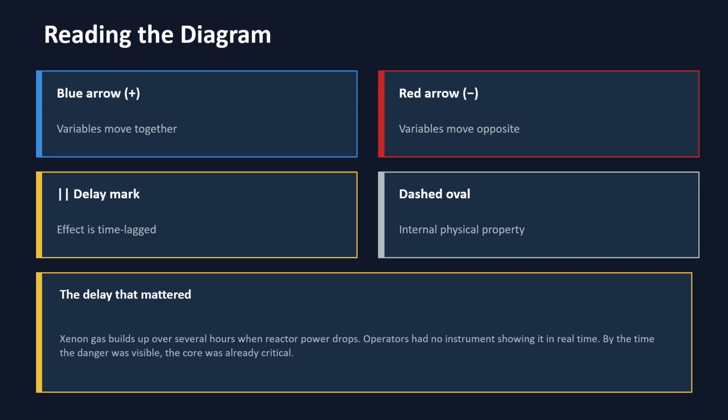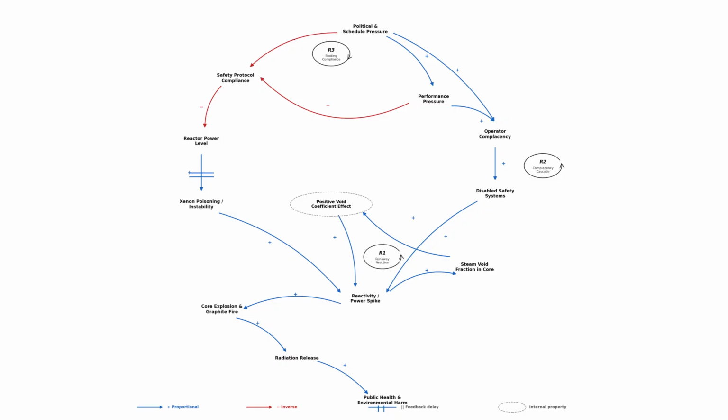The dashed oval shows an internal reaction, specifically the xenon poisoning which happened inside the core of Chernobyl. At the top of the system, we started with political and schedule pressure. This pressure increased performance pressure, basically meaning operators were pushed to make ends meet, and they were under really tight restrictions. That pressure then affected human behavior, and under stress operator complacency also increased, because people started making shortcuts or risky decisions just to keep up.